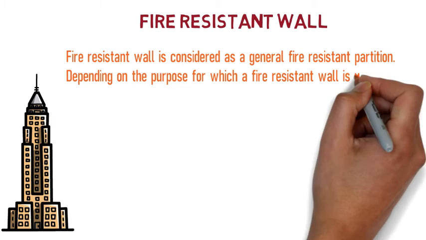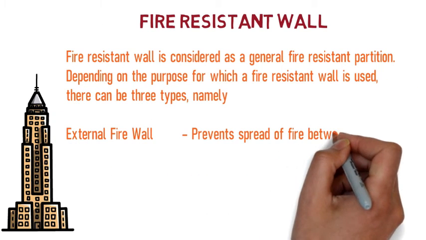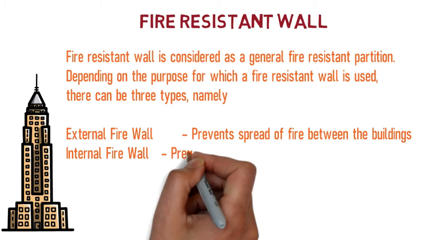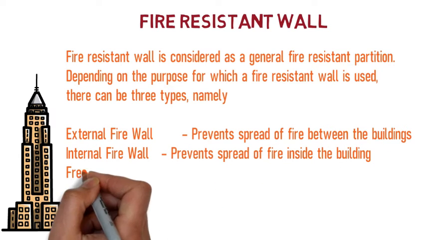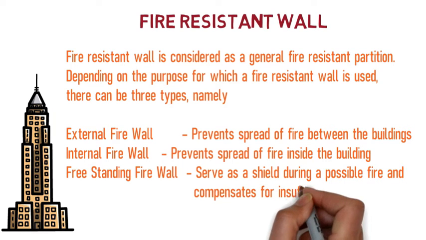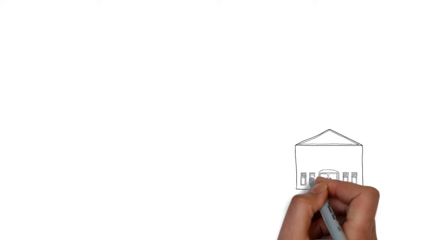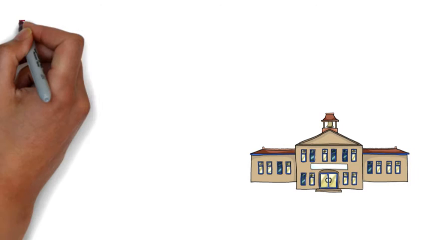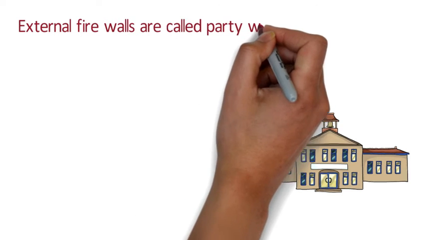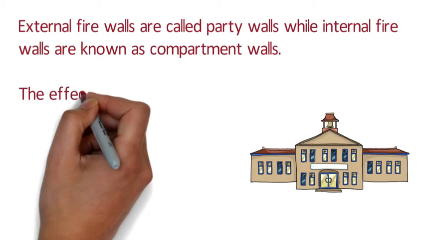Depending on the purpose for which a fire resistant wall is used, it can be classified into three types. External firewall that prevents spread of fire between the buildings. Second one, internal firewall which prevents spread of fire inside the building. And third one, freestanding firewall that serves as a shield during a possible fire and compensates for insufficient fire separation between buildings. External firewalls are called party walls, while internal firewalls are known as compartment walls.